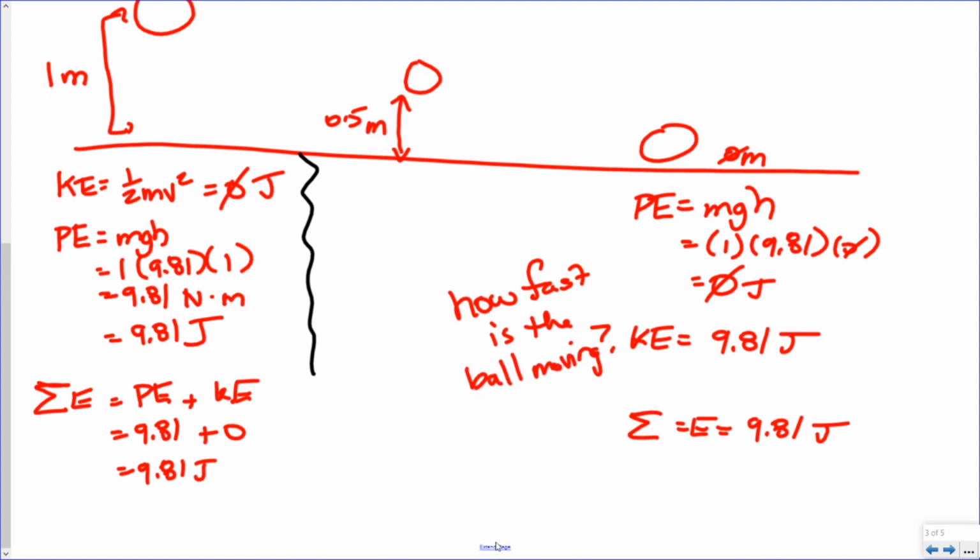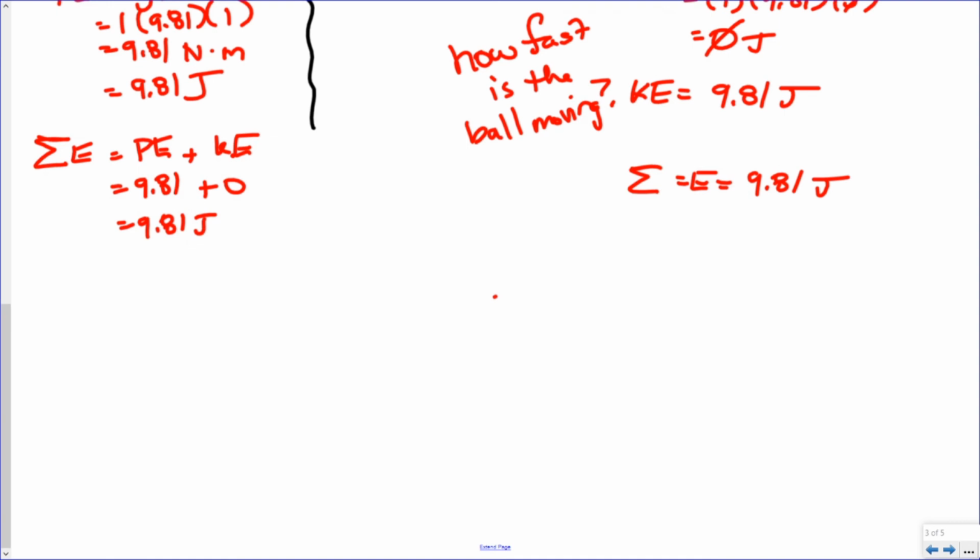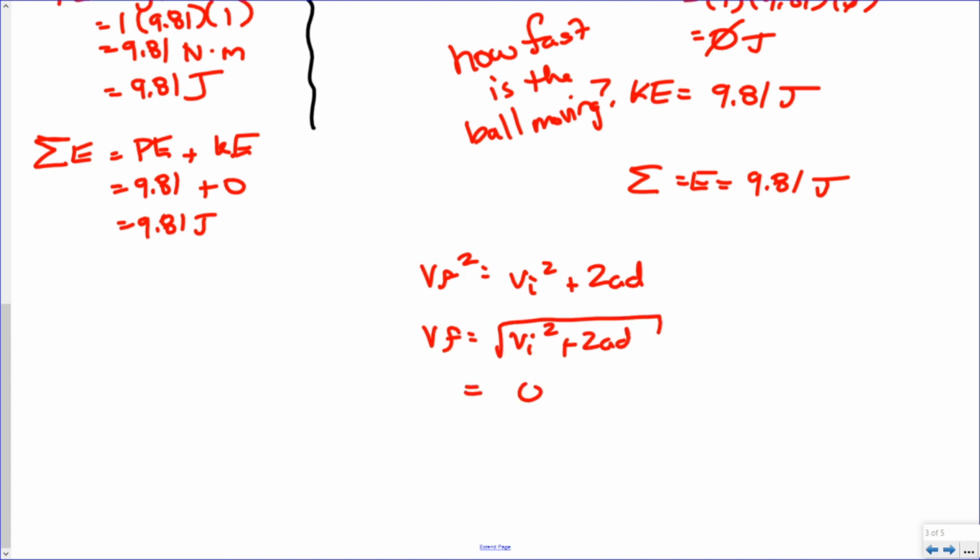And we've done that question before. We've done it using kinematic equations, right? We would say VF squared equals VI squared plus 2AD. So VF equals the square root of the initial velocity, which was 0, squared, plus 2 times 9.81 times 1. You would take the square root, and that would give you 4.4 meters per second. Not so tricky.